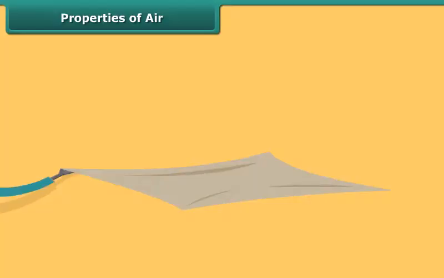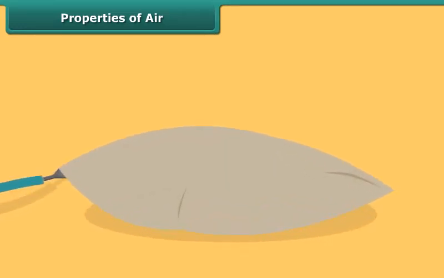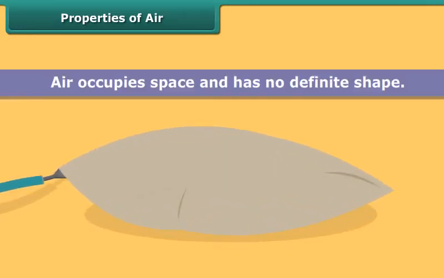Inflate an air pillow. What do you see? It grows in size. This shows that air occupies space and has no definite shape.